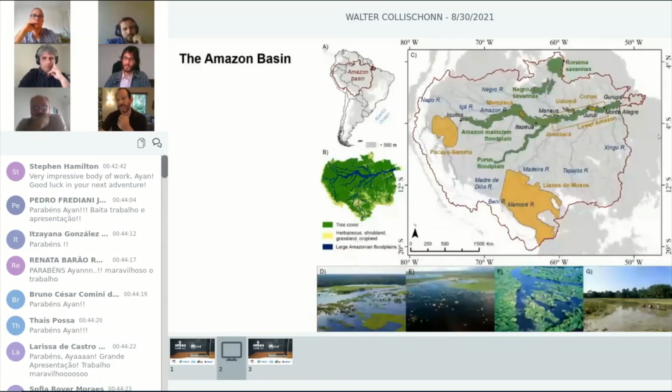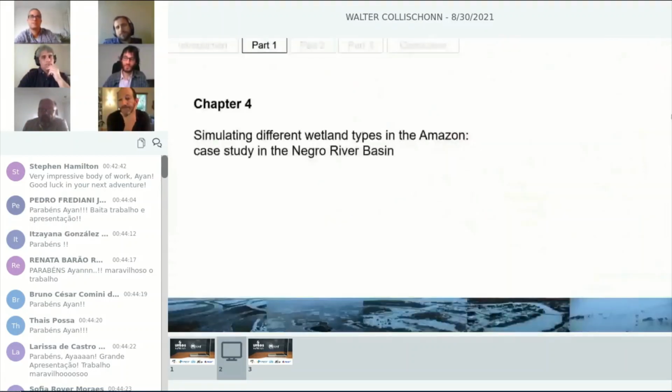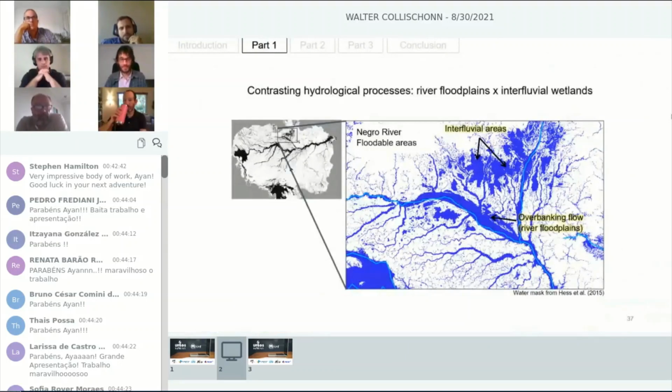And these wetlands vary from the floodable savannas here in the south, in the Madeira River Basin, the Llanos de Mocho region, up to the Roraima savannas, to the Negro ones, and also to the still poorly known peatlands of the Pacaya Samiria in the Peruvian Amazon, and to the main floodplains along the Amazon River. And the main focus of the first part will be the Negro River Basin, where we try to understand different wetland types that exist there.